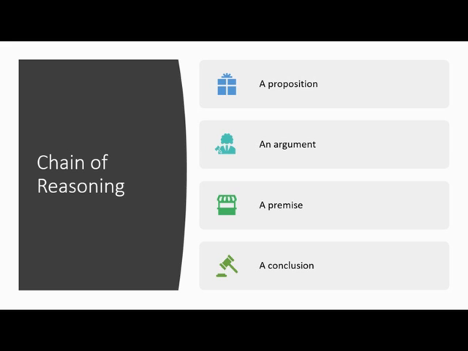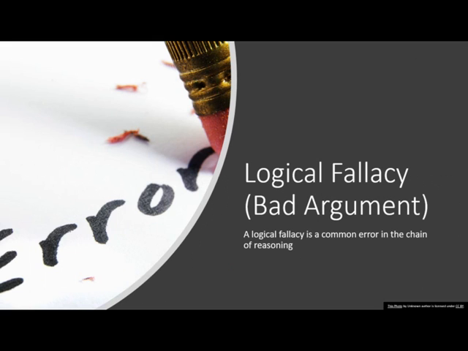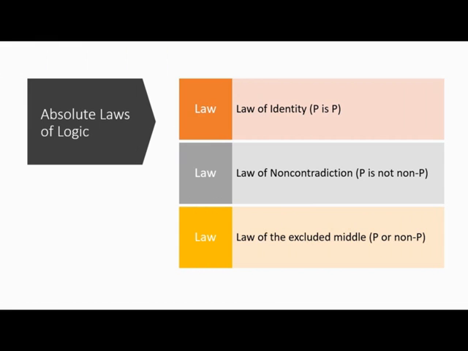Thirdly, it includes a premise, which is a proposition in an argument that is said to support the conclusion. The premises are assumed to be true. And fourthly, it includes a conclusion, which is the proposition in an argument that is asserted on the basis of the other propositions. A logical fallacy is a common error in this chain of reasoning. It is impossible to have a rational discussion when there is no agreement on the absolute laws in logic. To reiterate, the laws are absolute and not relative.